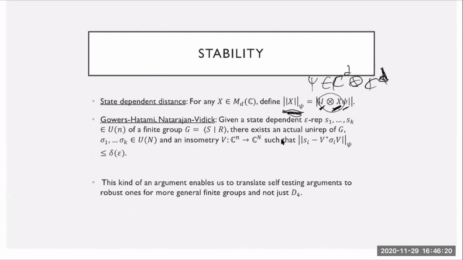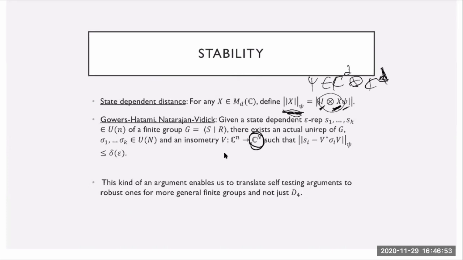So I'll say it again. There exists an actual unitary representation of G. Okay, so you say that you start with an epsilon representation. My claim is that there is an actual unitary representation on maybe a larger space. Okay, so this unitary representation is on C to the n, large n, and C to the small n is potentially smaller, but there is some isometry that satisfies the following.